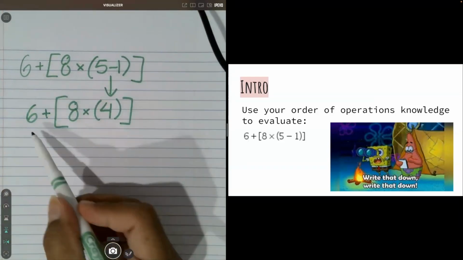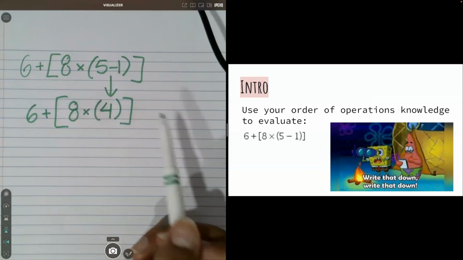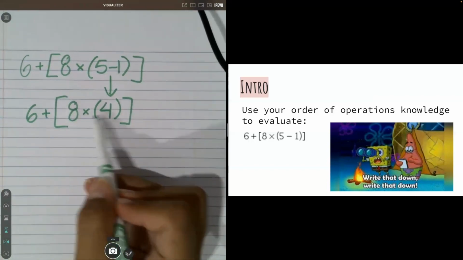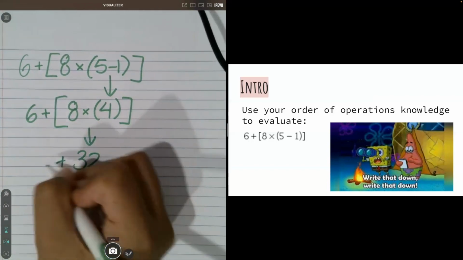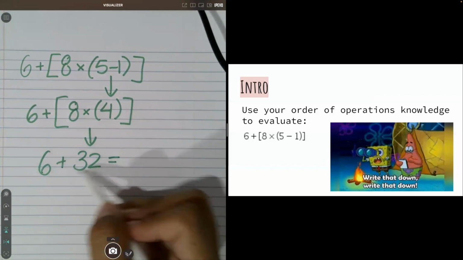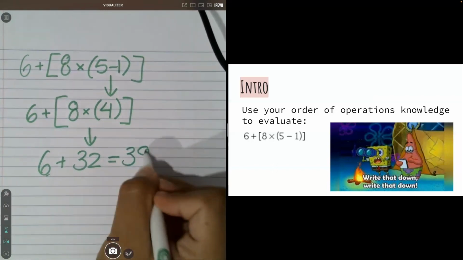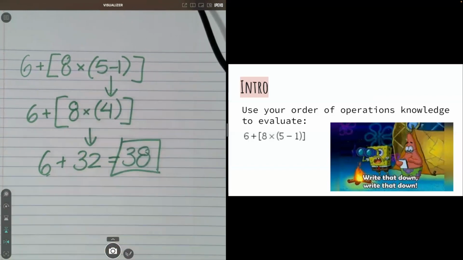And then, 6 plus 8 times 4 in brackets. Since I'm still in my brackets, I have to multiply 8 times 4. I know that is 32. And now I can just figure out what this is. 6 plus 32, I get 38. That is my evaluated expression with the use of order of operations.